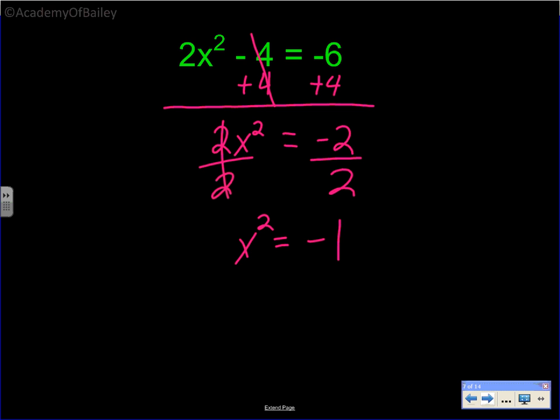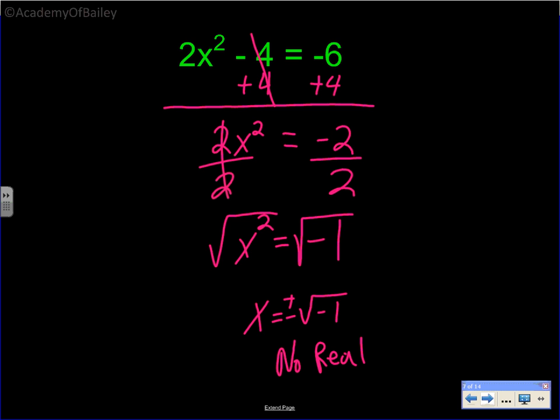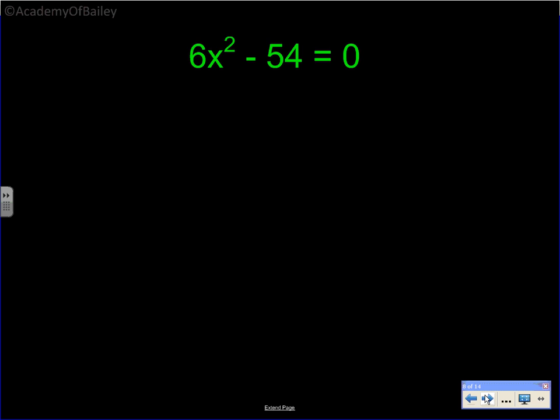And then what's the opposite of squaring a number? It's square root. So I get x is equal to the square root of negative 1. And that's going to be no real roots. No real solutions. Go ahead and try this one on your own. Pause the video and I'll work it out.